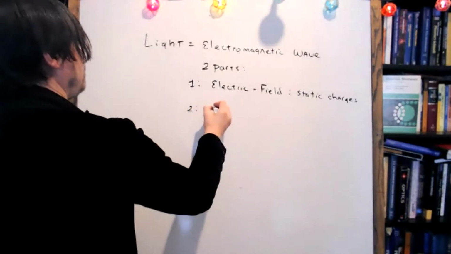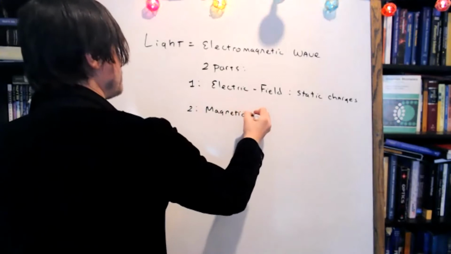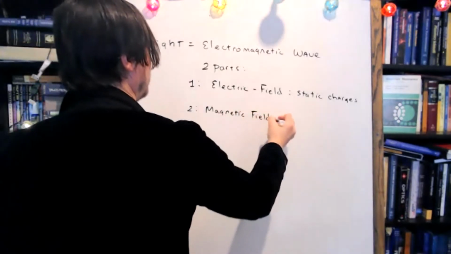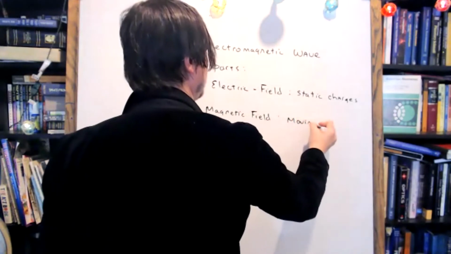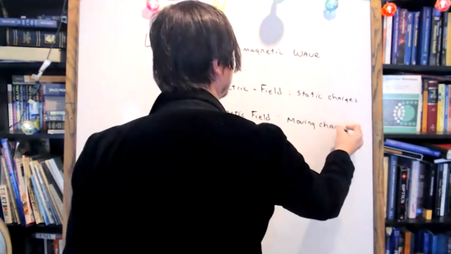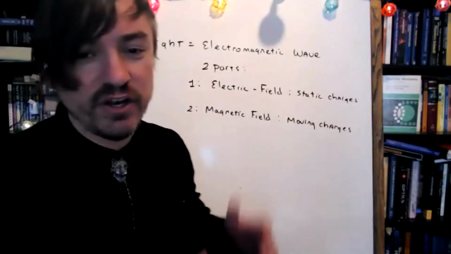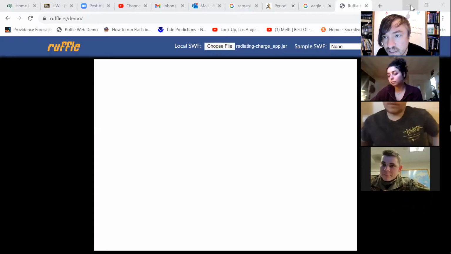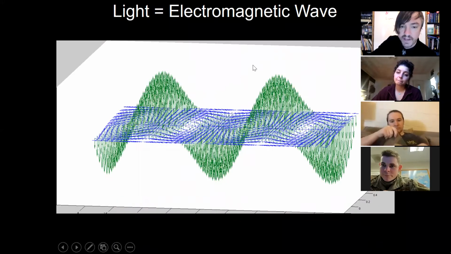And the second part is the magnetic field. The magnetic field is associated with moving charges. When charges start moving around, they generate another type of field called a magnetic field. Let me show you a little model of what we understand light to look like.